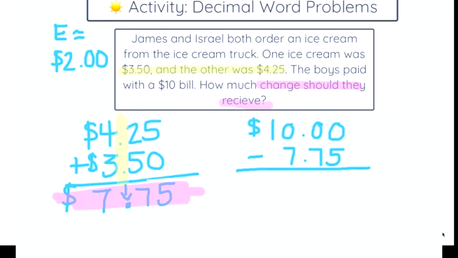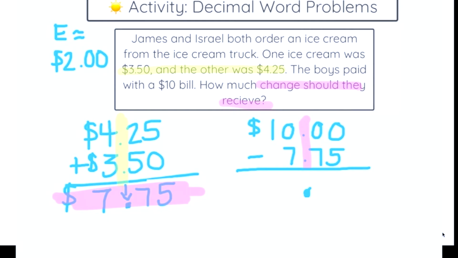Since the boys paid with a $10 bill, that's what we're going to start with on top because it is the larger value, and the cost of their ice cream was only $7.75, so they should be receiving change. The first thing we're going to do is bring that decimal point down and keep it in the same spot. And now we're going to think about subtracting. This is definitely going to require some regrouping because we have a couple of zeros at the top. So I'm just going to start regrouping and subtracting as I normally would.